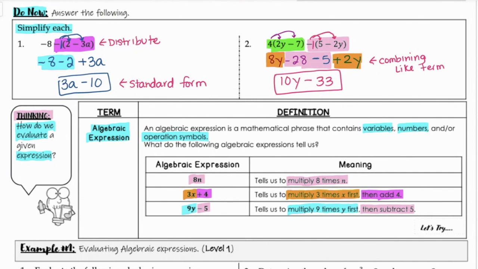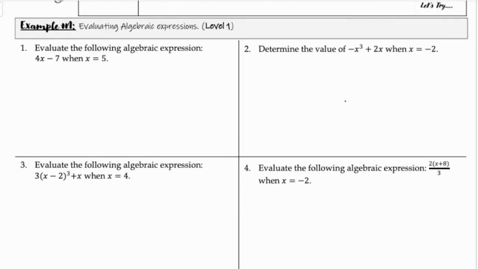So let's take a quick look at what we're doing. Let's start with example 1. For example 1, what we are asked to do is we're asked to evaluate. So we want to evaluate each algebraic expression. So let me read number 1. Evaluate the following algebraic expression, and they gave us the algebraic expression to be 4x minus 7. And they're telling us that x is going to be equal to 5.